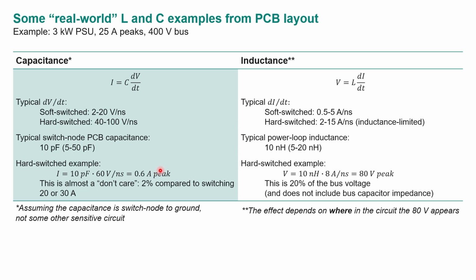Don't really care, right? It's not a big deal, especially when we're talking that 20 or 30 amps is the peak current that we're dealing with. This is only a few percent of that, so it isn't really something to worry about. Now, of course, if the capacitance is going into a sensitive node somewhere, it means you have a bad layout. So yeah, you should worry about it then, but in a proper layout, that's not the case.